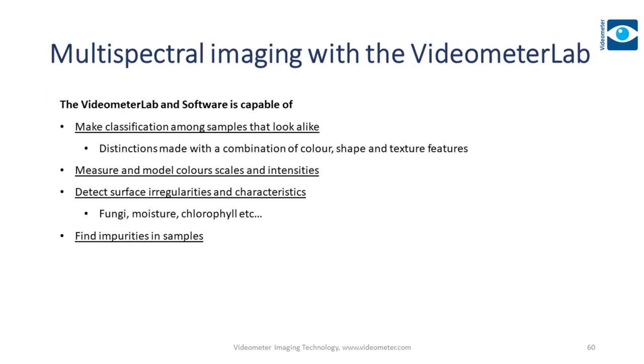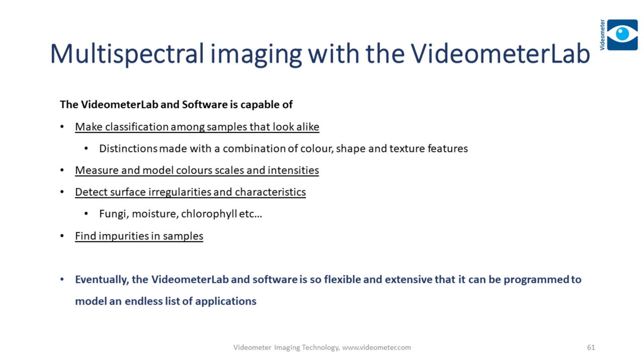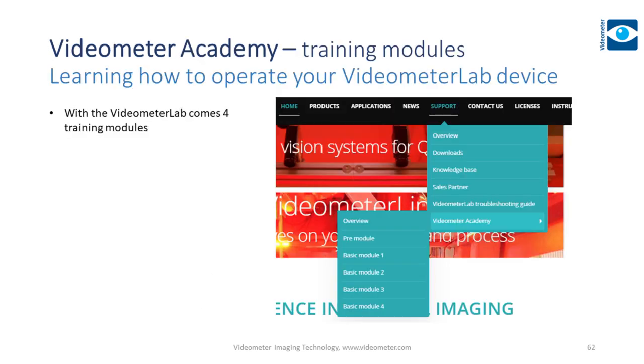So, to sum up the essence from all of the examples that we have just gone through, when you do multispectral imaging with the Videometer Lab, you will be capable of making classification among samples which look alike, based on color, size, shape, etc., measure color intensities, detect surface irregularities and characteristics, find impurities in samples, and the list goes on. Eventually, the Videometer Lab and software is so flexible and extensive that it can be programmed to model an endless list of applications.